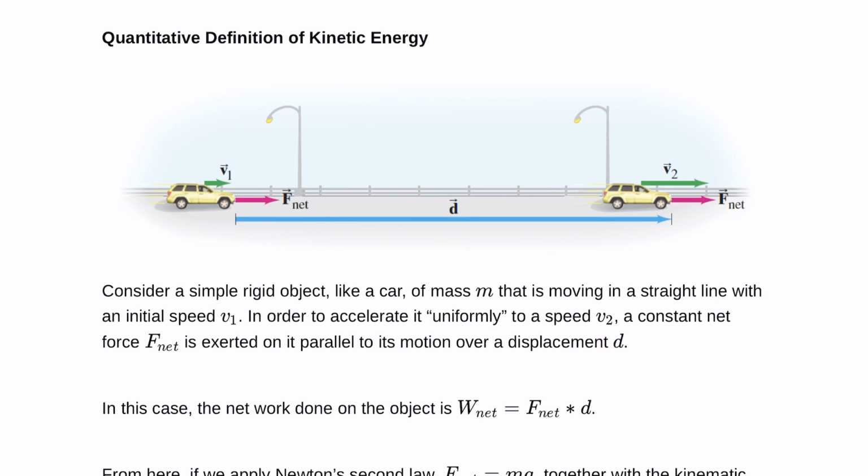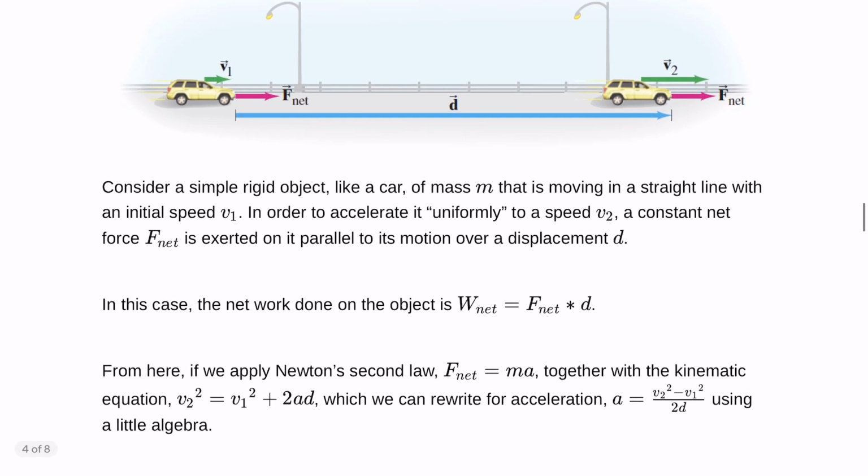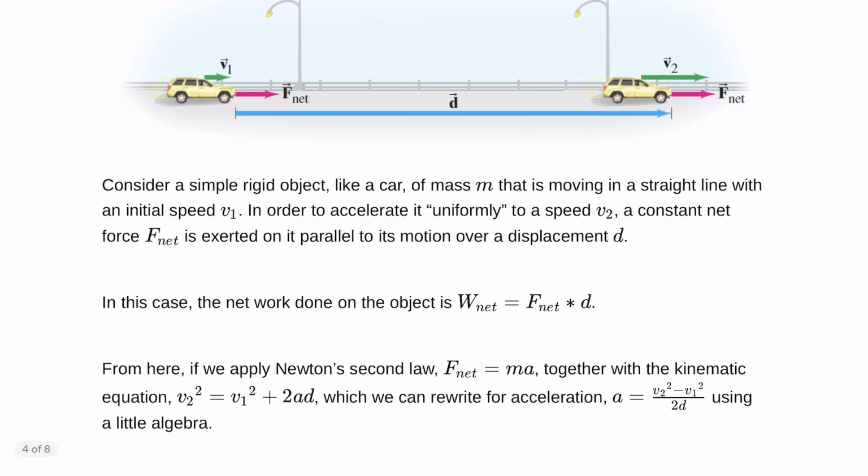And we discussed this in the last lesson. It's that work is equal to some net force times the displacement of an object. And from here, we're going to go ahead and apply Newton's second law, because force is a part of our definition of work, and we know that according to Newton's second law, force must then be equal to the mass of an object times its acceleration.